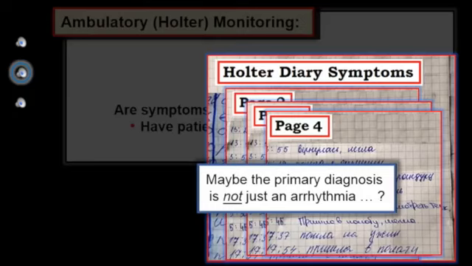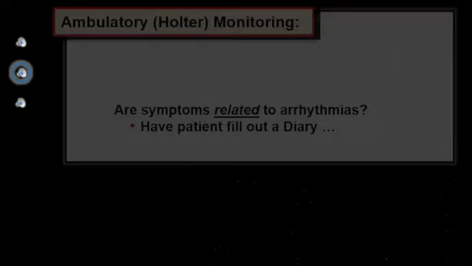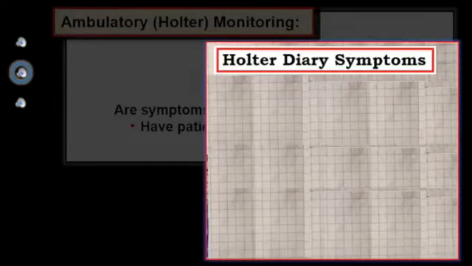That said, this was my clinical reality. More than half of all the diaries I'd get back for the Holters I interpreted for 35 clinicians in our primary care clinic looked like this, blank. There's just no way to correlate symptoms with arrhythmias when the diary is blank.